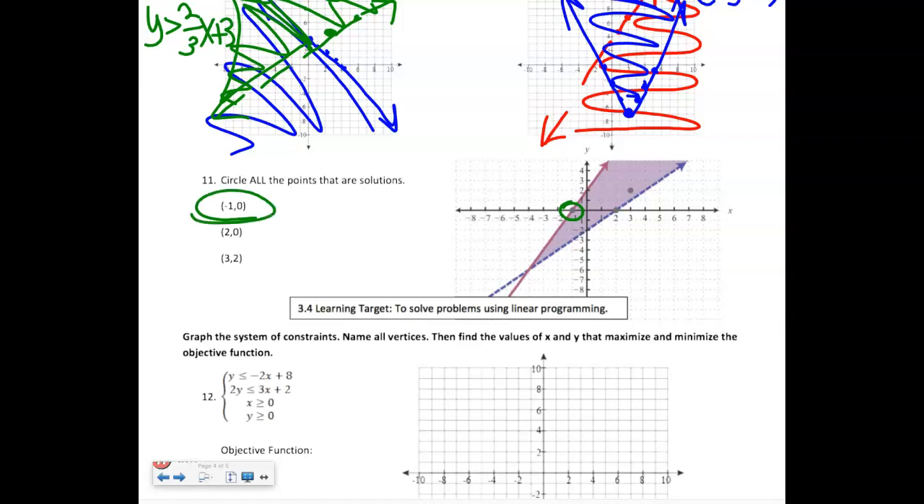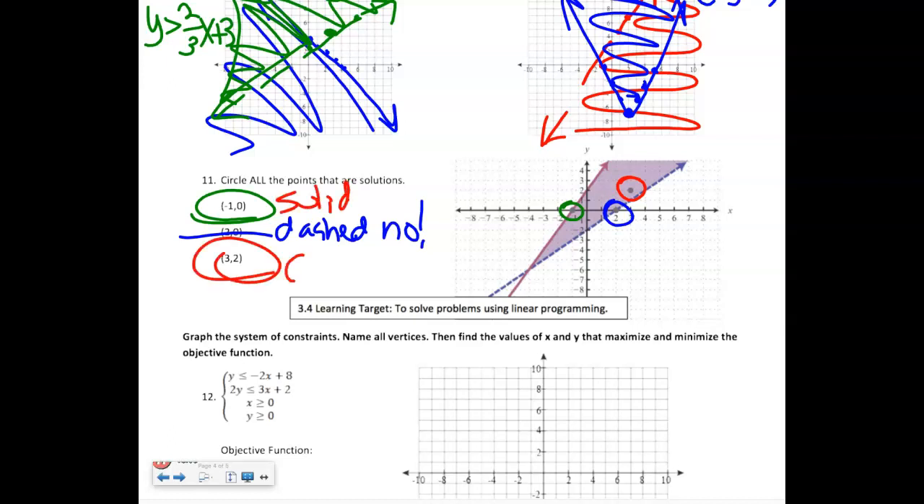Our next one, 2, 0, well, that's this one, which is on a dashed line, which is bad. Dashed line is bad. Okay. Our next one is 3, 2, which is this point right here. That's in the shaded area, so that is good. Okay. So solid lines are good, and shading is good. Dashed, no.